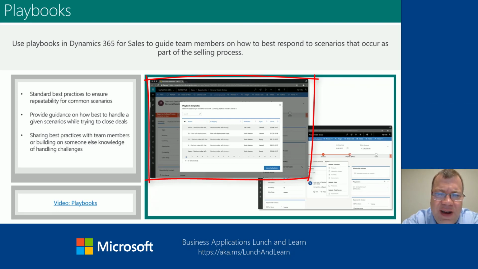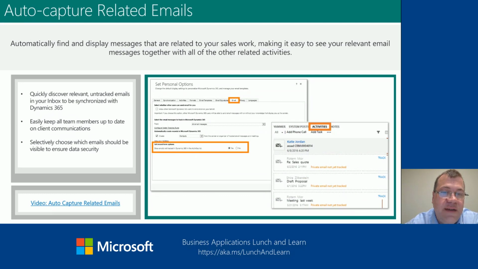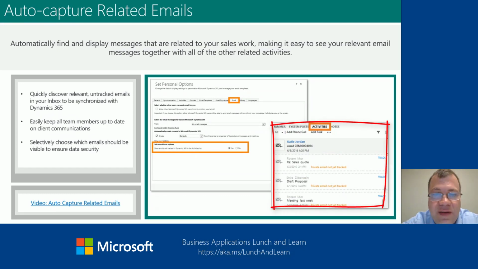Or just if you take kind of these convoluted processes that you have within any organization on these unique scenarios that they don't really need to be built into the system, but they can be added to the system by utilizing Playbooks. Of course, to make life easier for our sellers, we utilize auto capture related emails. This is something that you can't do on premises either, simply because of the Office graph and its capabilities to be able to really bring all that information to the forefront.